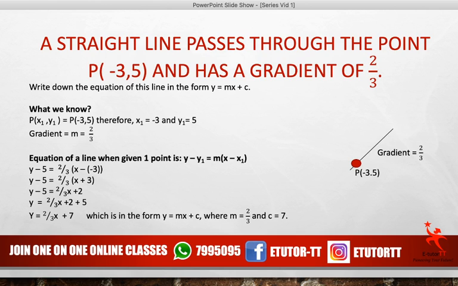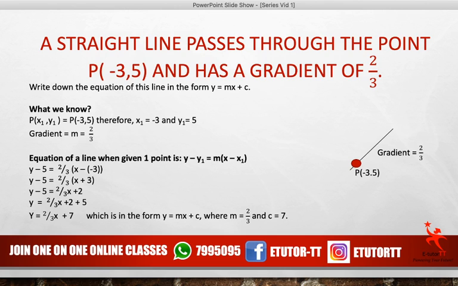Now we want the equation to look like this, y equals mx plus c. So in order to do that, we have to carry this 5 over to this side. Because it's negative 5, we need to add 5 on both sides. So we get y minus 5 plus 5 equals 2/3 x plus 2 plus 5. And we know that negative 5 plus 5 equals 0. Therefore, y plus 0 equals y. So that's how we have y over here.